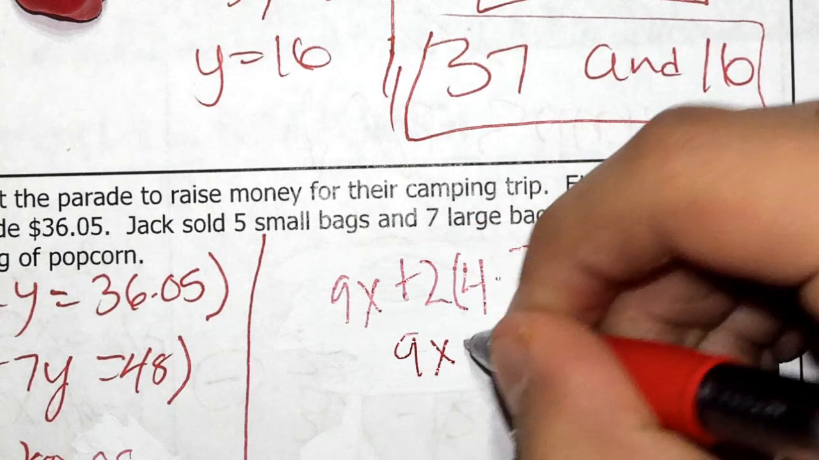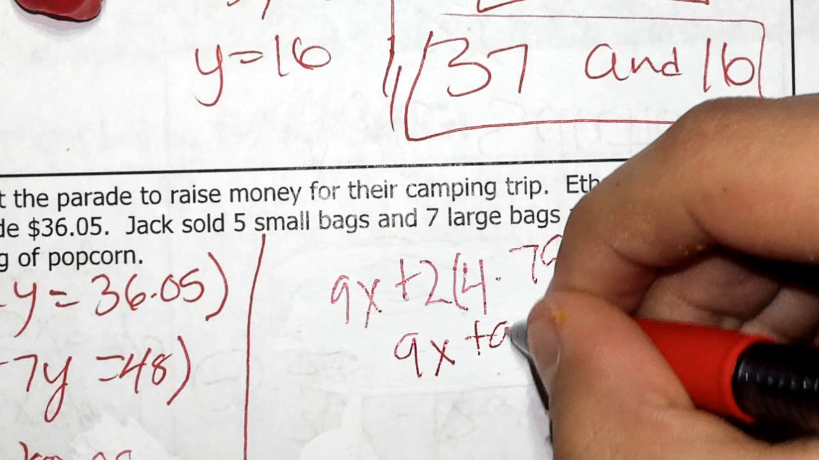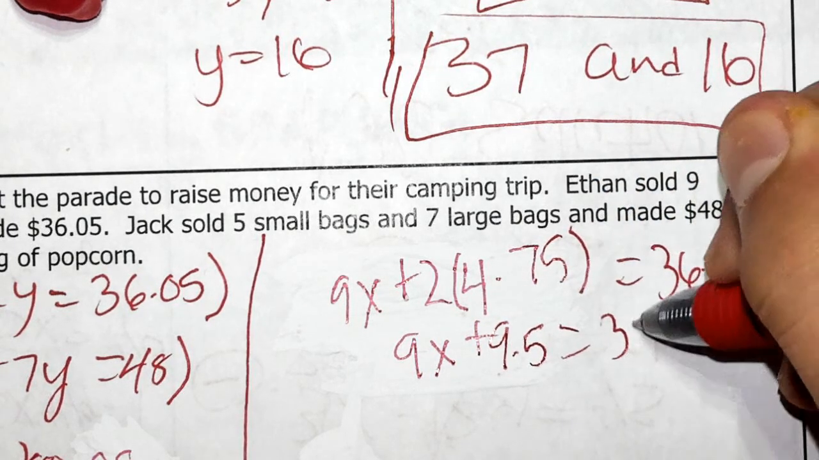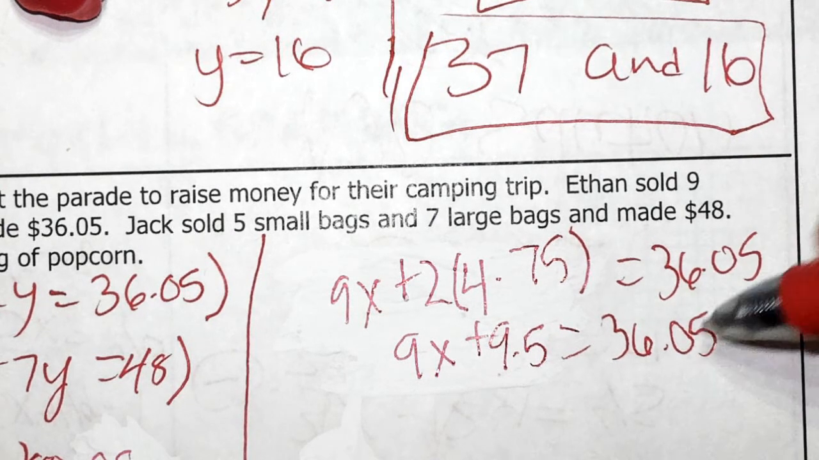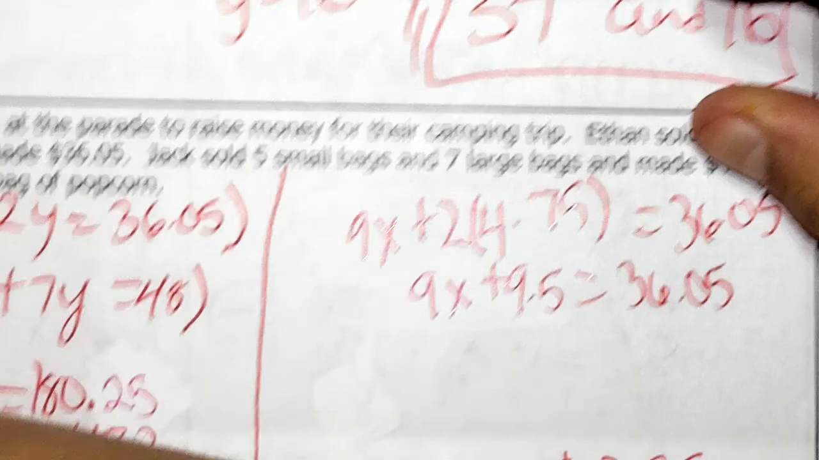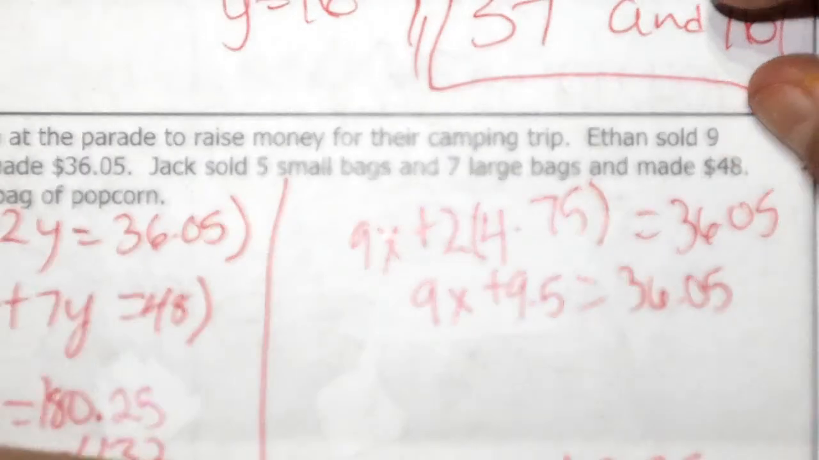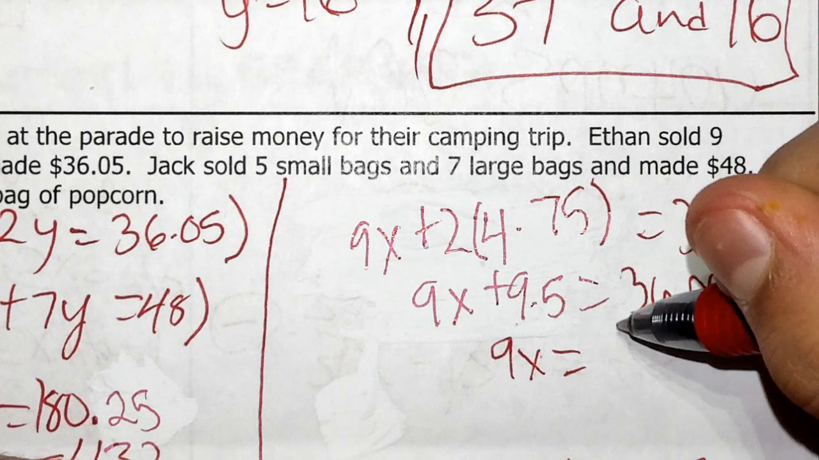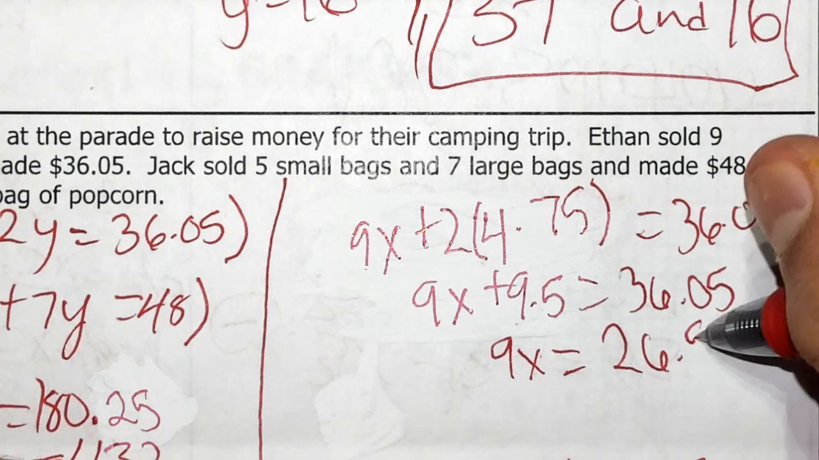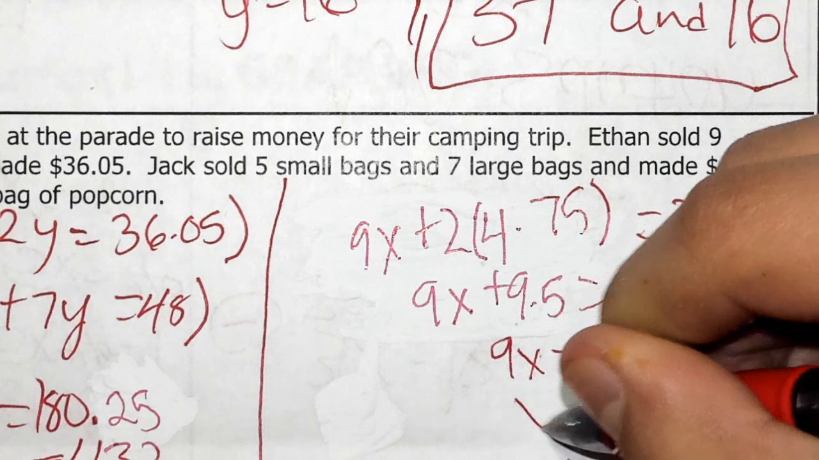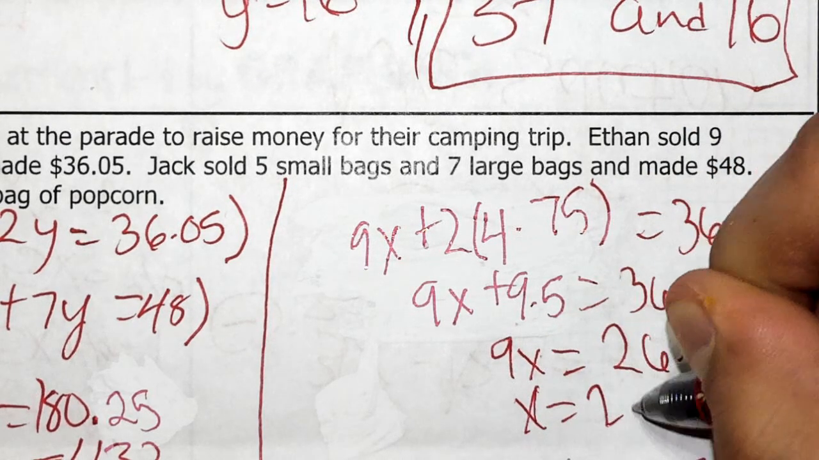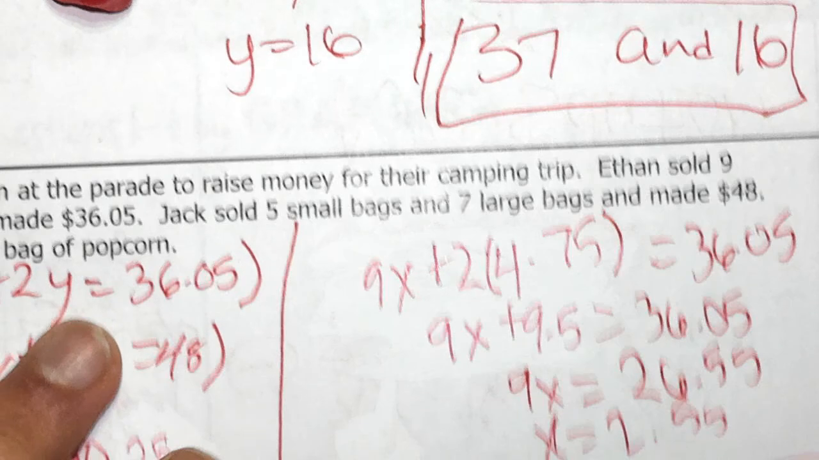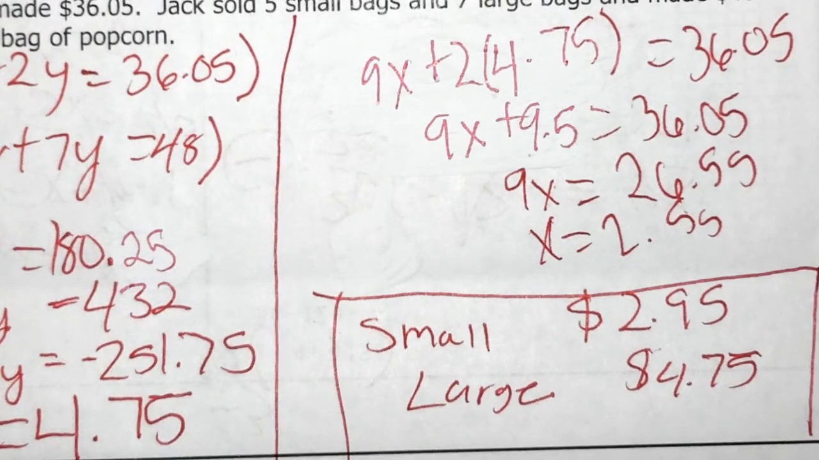9x plus 9.5 equals 36.05. 9x equals 26.55. X equals 2.95. And then this would be your answers. That's what I was covering up.